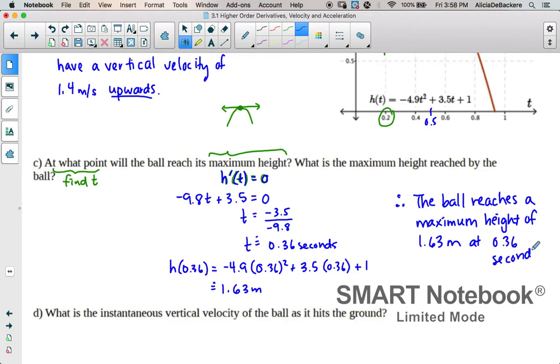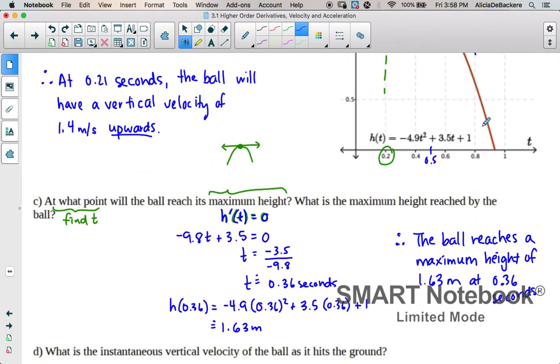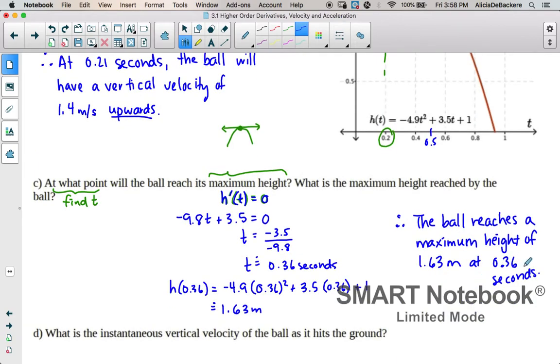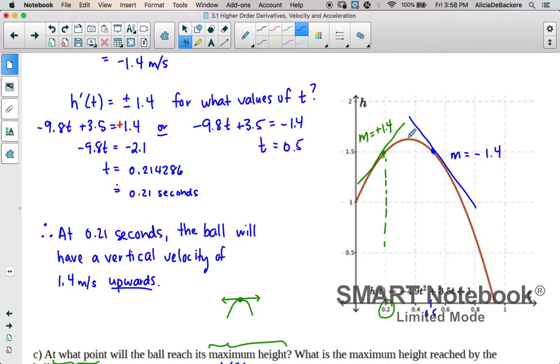and then you can use your grade 10 techniques if it happens to be a parabola. You can use them to make sure that that makes sense. So up here, we know that the vertex should be halfway between 0.21 and 0.5, so that makes sense that it's at 0.36, and then subbing in the height. And here we've got the graph, so we can double check here. Does that make sense? 1.6, and yes, it does.